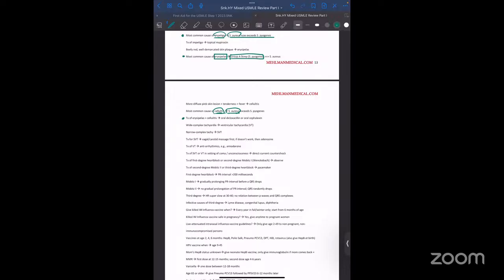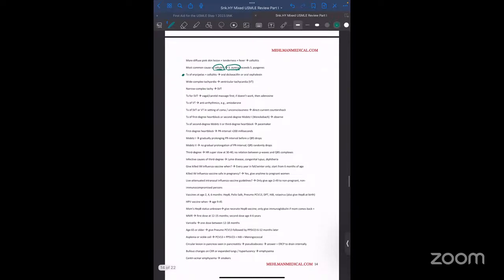Then wide complex tachycardia, ventricular tachycardia. Okay, now I'm moving to arrhythmias. Wide complex tachycardia, ventricular tachycardia. Narrow complex tachycardia, SVT.